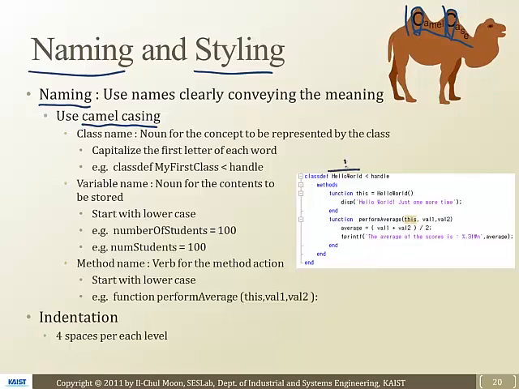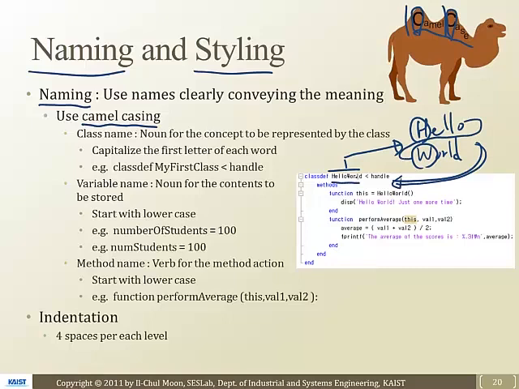For instance, here, hello world. Hello is one important word and world is one important word. So H and W, the first letter of each word, are capitalized, and then they are concatenated. Concatenation, which we already covered, means that we are just linking two vectors. So this makes helloWorld the naming convention that I can see here.